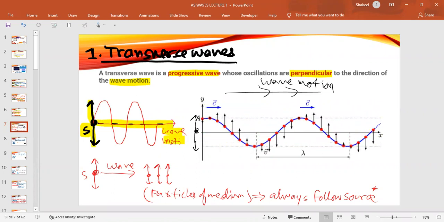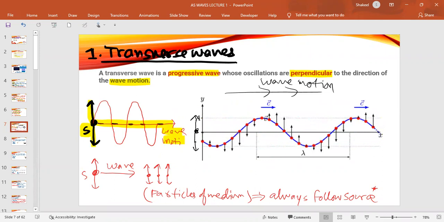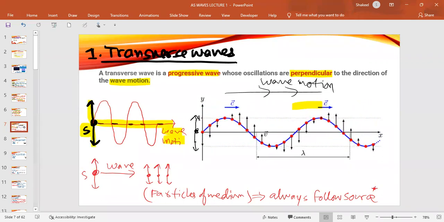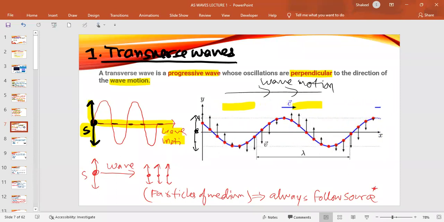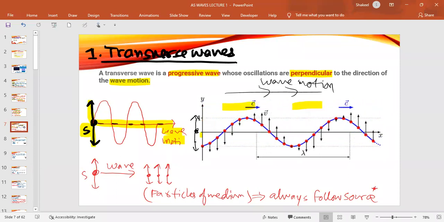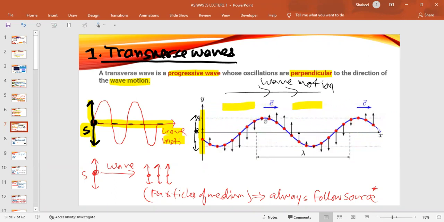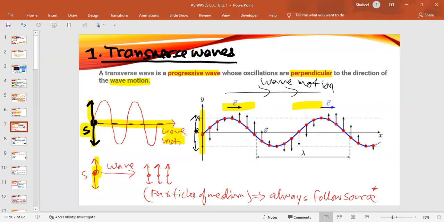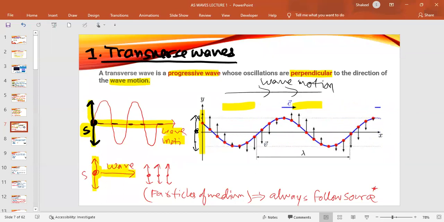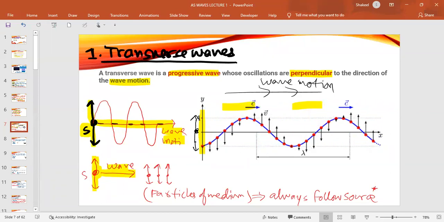You can see in the wave which is moving, C is the wave speed. So the arrows are moving this way, which means the wave is moving to your right. But you can see that the source is moving up and down, up and down. So the source moves up and down and the wave moves at a right angle to it. That wave is known as a transverse wave.